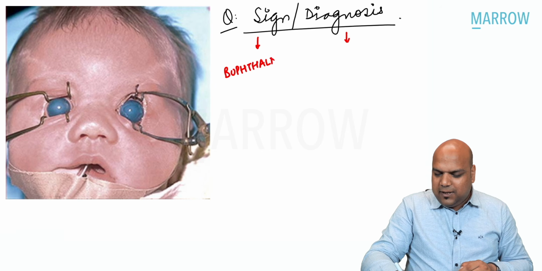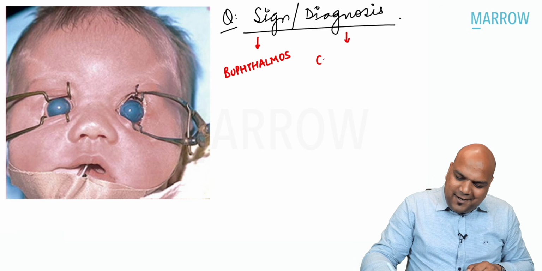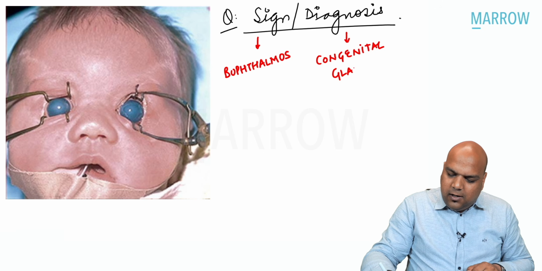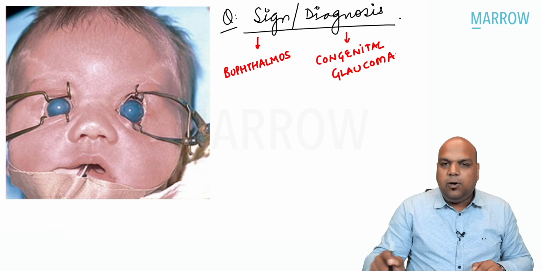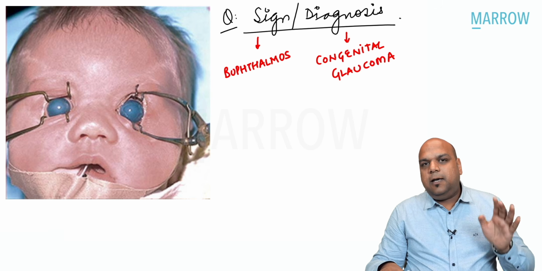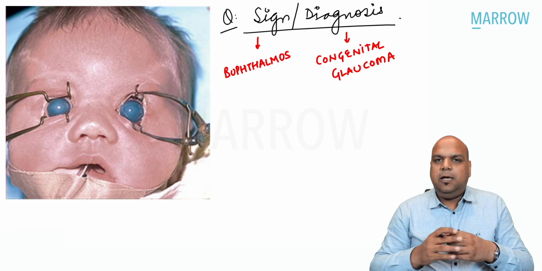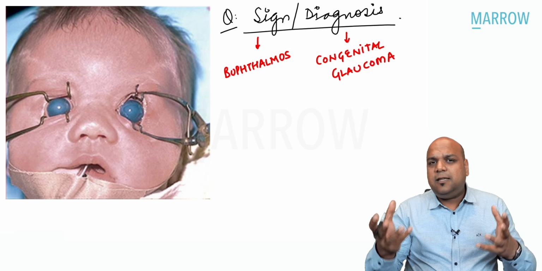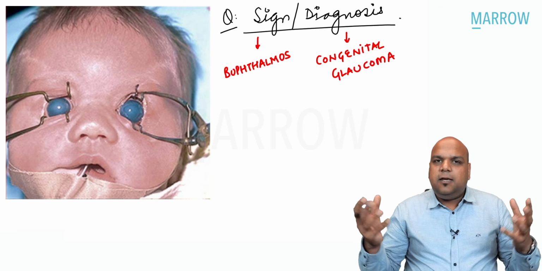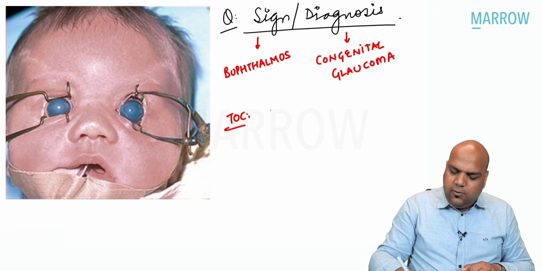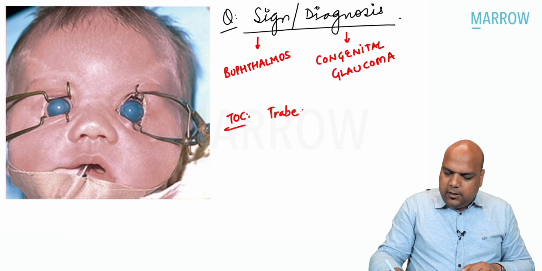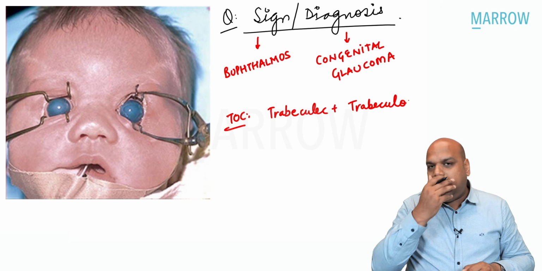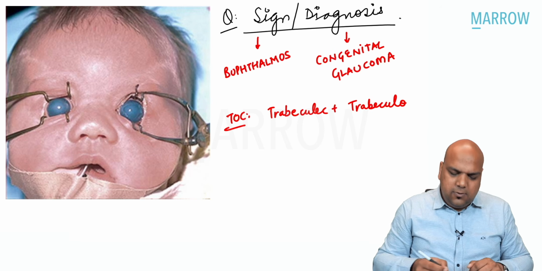The sign is buphthalmos and the diagnosis is congenital glaucoma. Blue eyes. Yes. What is the earliest sign of congenital glaucoma? Hazy cornea. Hazy cornea appears bluish due to the stretching of the eye, enlargement of the eye. The cornea becomes bluish, obviously, and the sclera thins out. Sclera also becomes bluish. So everything is bluish. What is the treatment of choice? We already know it's a combined procedure: trabeculectomy plus trabeculotomy. Right, guys? We all know about these simple questions on congenital glaucoma.